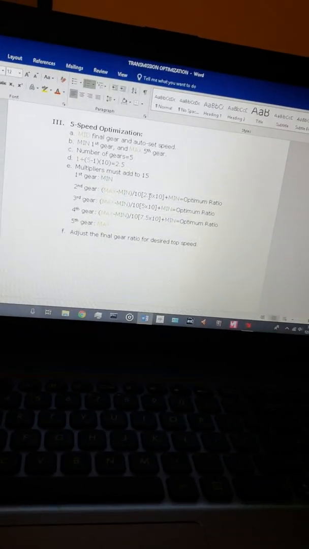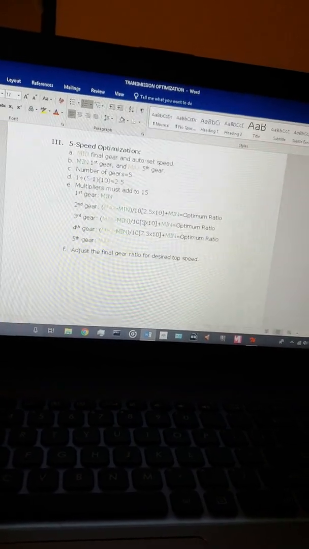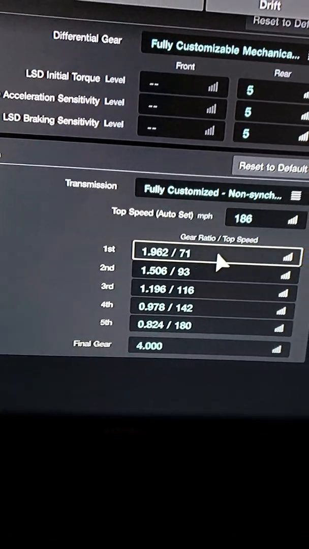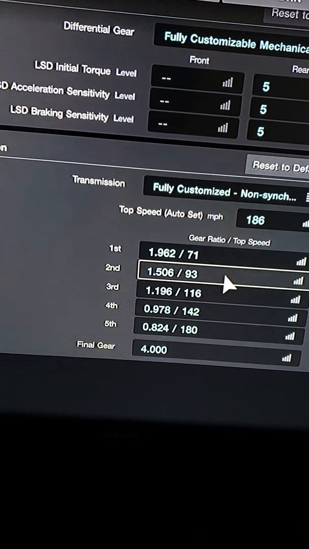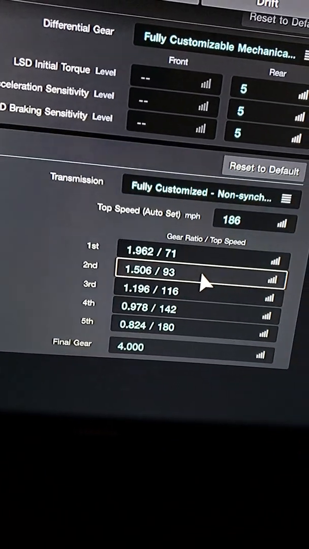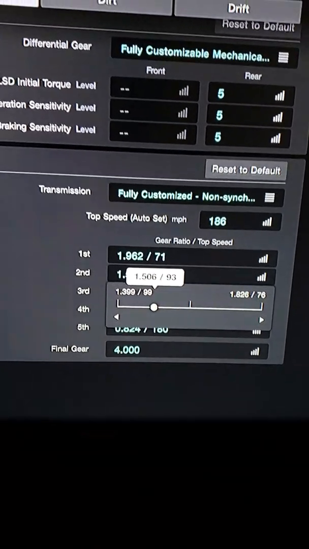And after you do all of that, actually I have to go over, 2.5 is the multiplier you need for second gear. Third gear, however, the thing is this. So for second gear, we did max minus min over 10 times 2.5 by 10, right? And we added that to the minimum value to get our optimum ratio of 1.506.